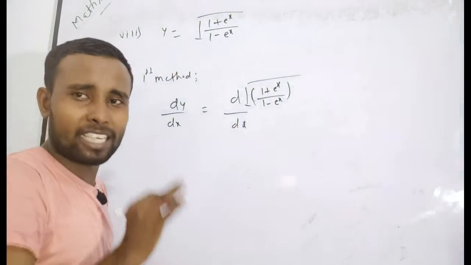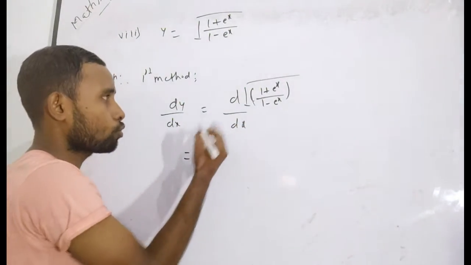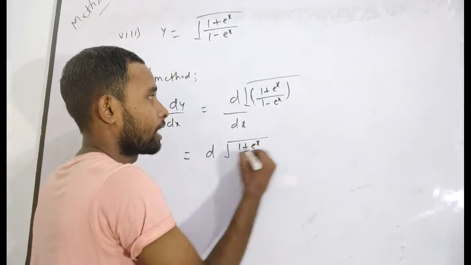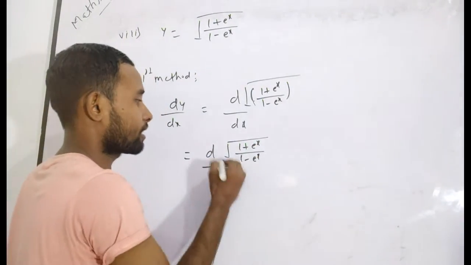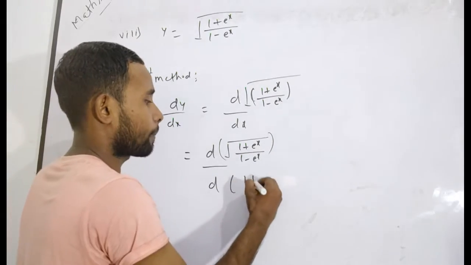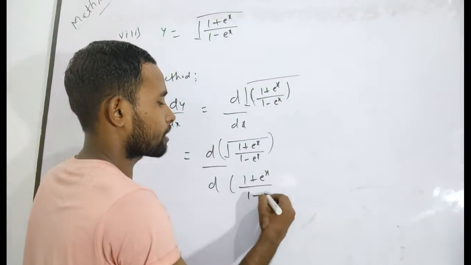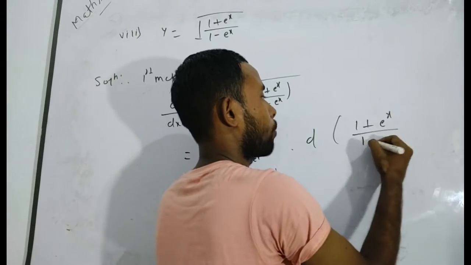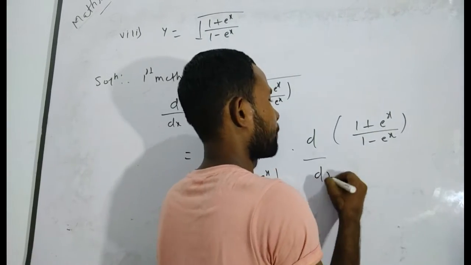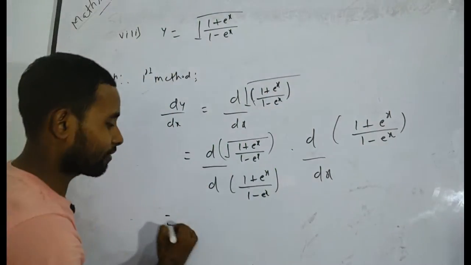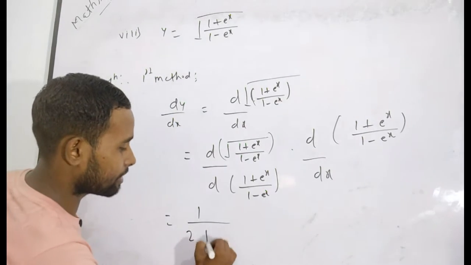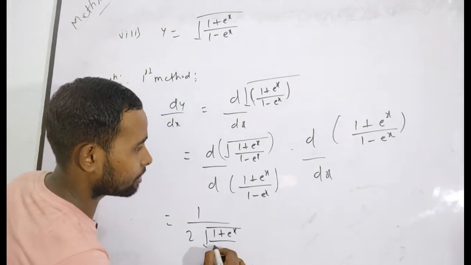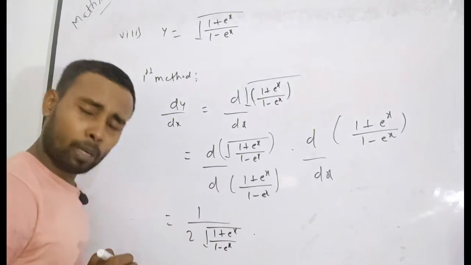And you know that you can't differentiate directly with respect to x, so you have to differentiate firstly, since this is a square root function. That's why I want to differentiate this function with respect to 1 plus e to the power x divided by 1 minus e to the power x. Again, you have to differentiate 1 plus e to the power x divided by 1 minus e to the power x with respect to x. I think you will definitely get the answer 1 upon 2 root under 1 plus e to the power x divided by 1 minus e to the power x.